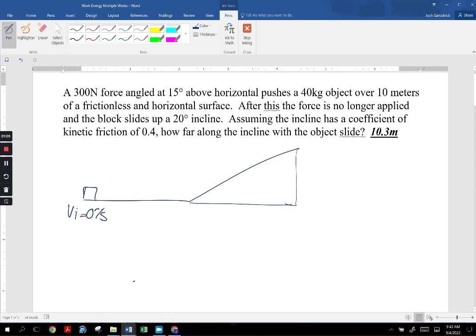But there is a force applied, which I'm going to represent in my problem, and it's a force of 300 newtons at an angle of 15 degrees, just to get a visual of this. And that force is applied for about 10 meters. So this is going to be 10 meters here. After this, the force is no longer applied and it slides up a 20-degree incline. All right, we've got an incline at 20 degrees.